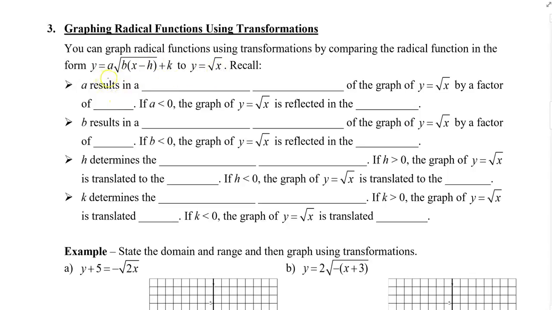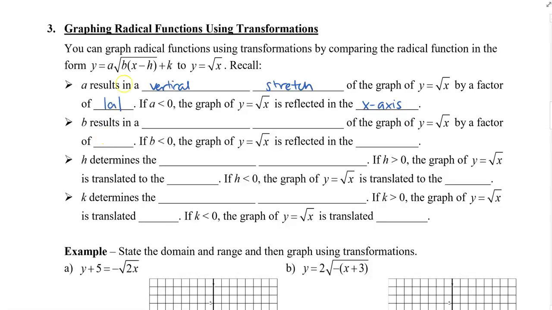So recall that the a, that's the number in the front, that will result in a vertical stretch of the graph of y equals root x by a factor of the absolute value of a. Now the reason I put absolute value is to consider the negative separately. So if a is negative, the graph of y equals root x will also reflect in the x-axis.